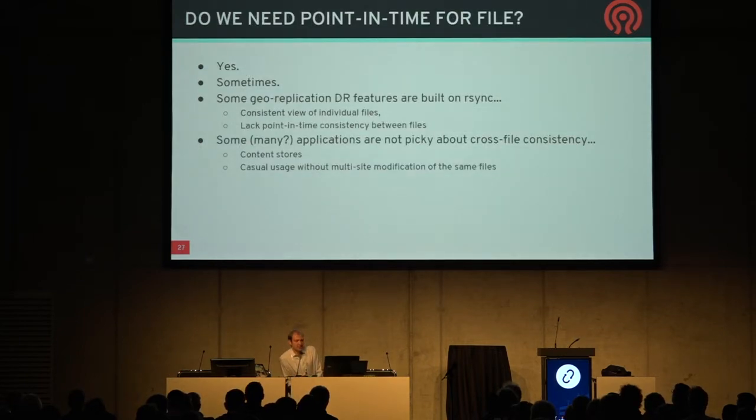One of the questions that comes up though is, do we really need this point in time strong consistency in order to do disaster recovery for file? The easy answer is yes, for the same reasons that file systems care about the consistency of the data on a disk. Applications care about the ordering of their writes to files, especially if they're things like databases. But actually, it isn't always the case. There are a lot of applications that don't care. They're not that particular. In fact, some geo-replication features in other file systems, notably Gluster, are built on rsync. They're really in a best effort, eventually consistent fashion, syncing files across and not giving you a point in time consistent view of the entire file system.